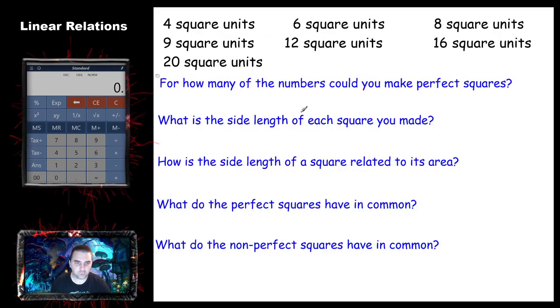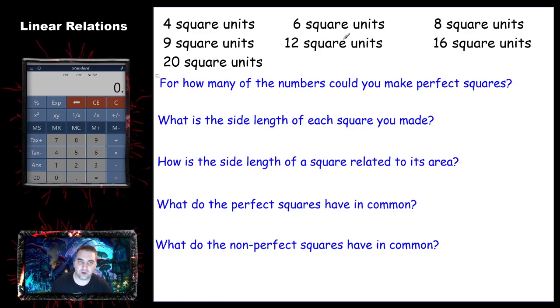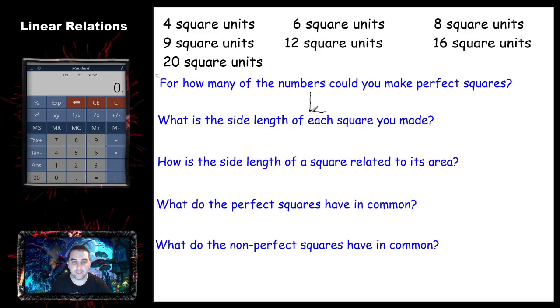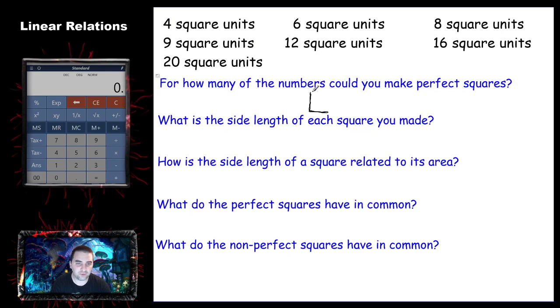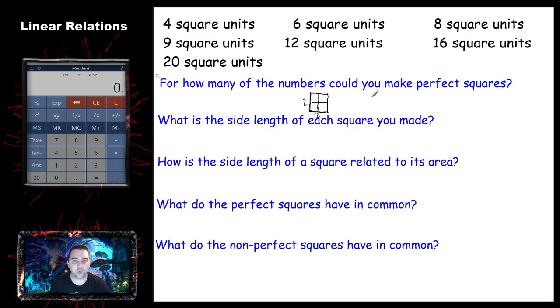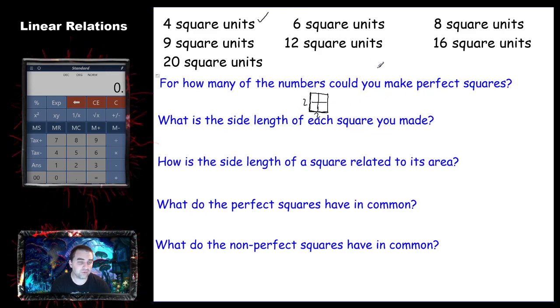Okay, so now some quick questions to recap here. We've done all of these. I just put them up here for reference. For how many of the numbers that we did here, 4, 6, 8, how many could you make perfect squares? And by perfect squares, what I mean is the side lengths are all exactly the same. So, for example, the first one we had was 4. We had a 2 by 2, so it's a perfect square.